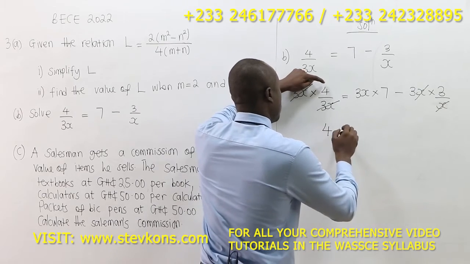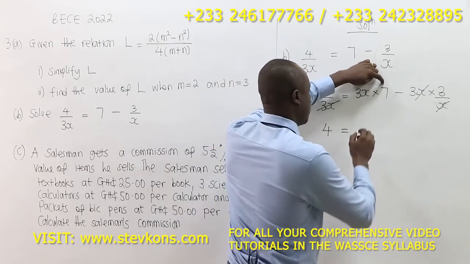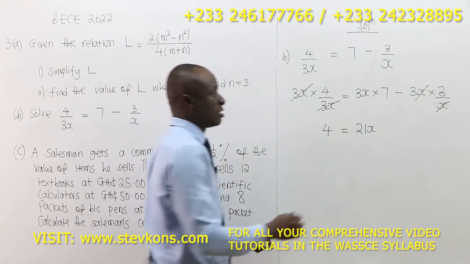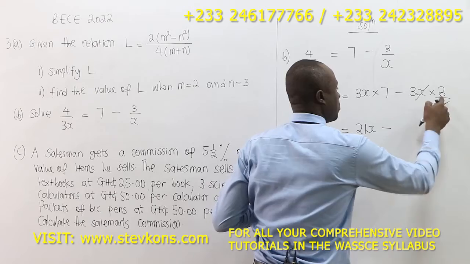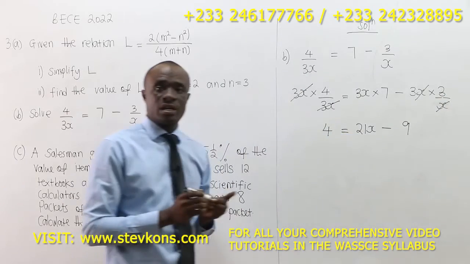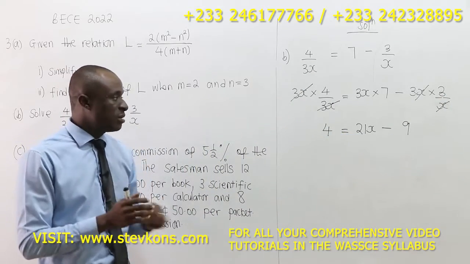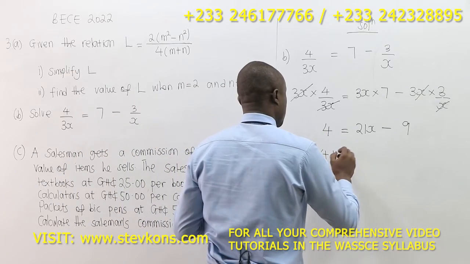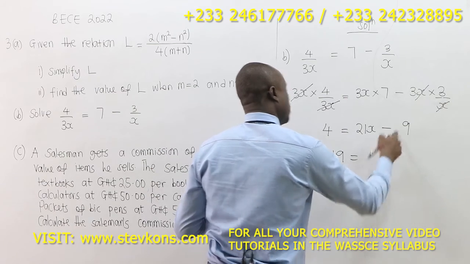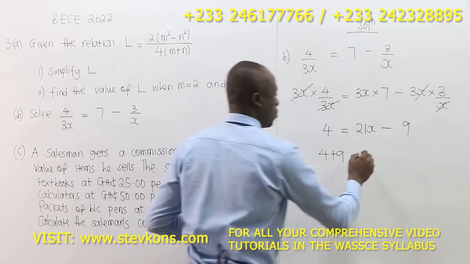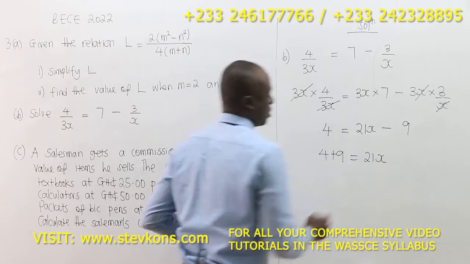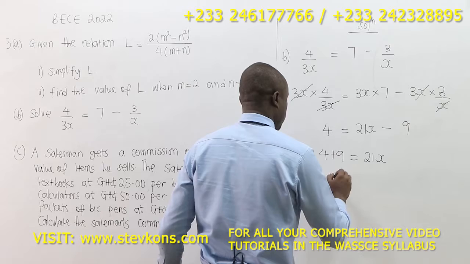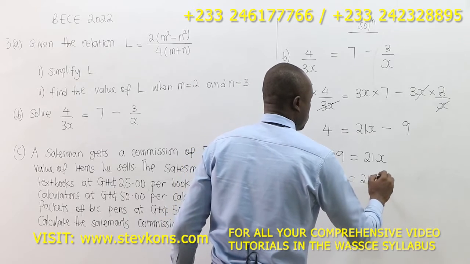We have 4 equal to, now 3x times 7, that's 21x. We have negative here, 3 times 3, 9, with no x. So what do we do? We group like terms. Now, negative 9 crossing, becoming positive. So we have 4 plus 9. Why is it positive? Negative crossing, becoming positive, equal to 21x. Now, what is 4 plus 9? 4 plus 9 is 13. So we have 13 equal to 21x.